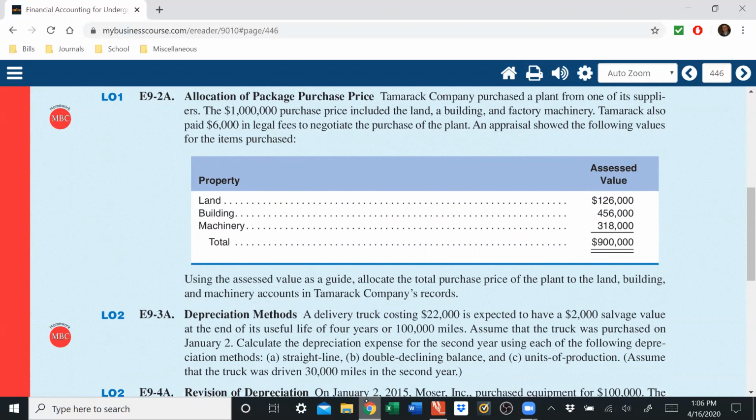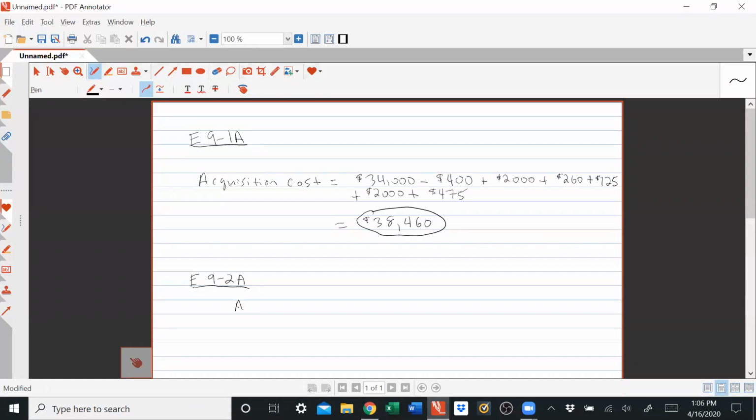Tamarack also paid $6,000 in legal fees to negotiate the purchase of the plant. So they have spent $1,006,000 for this plant.